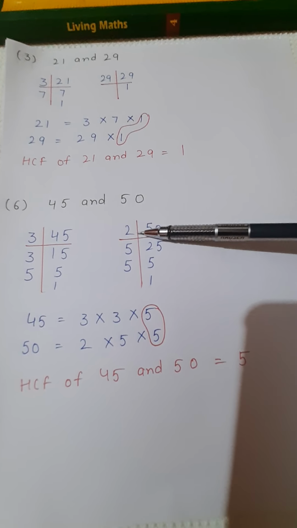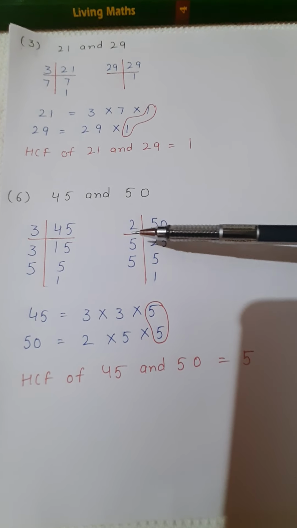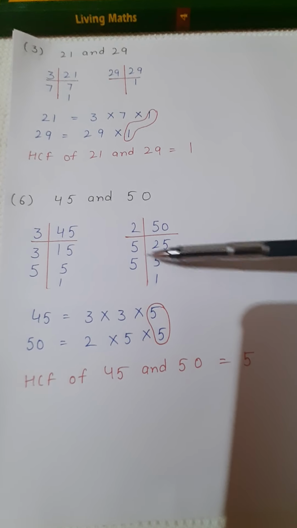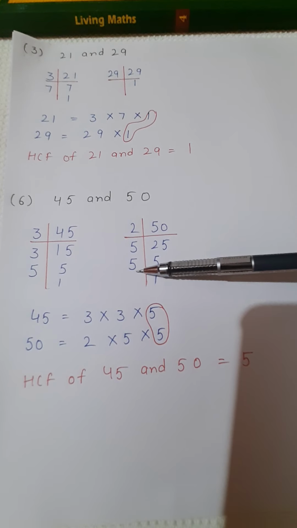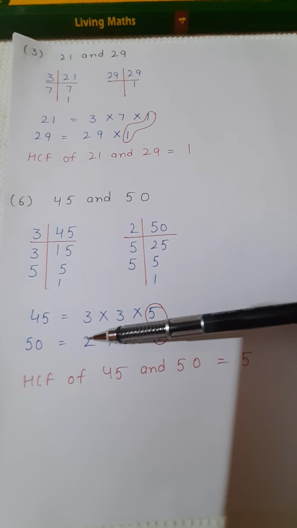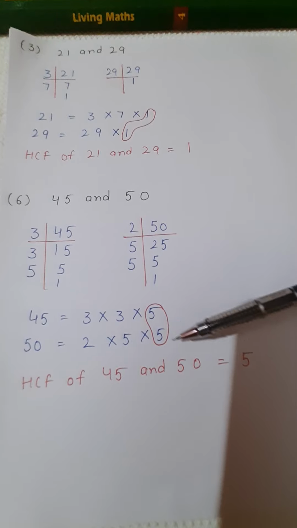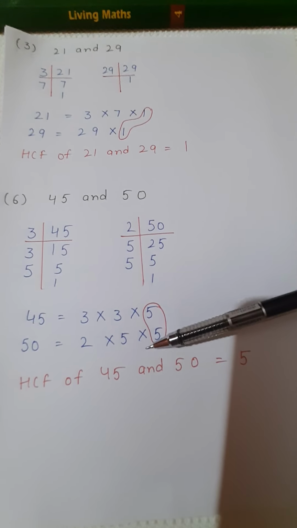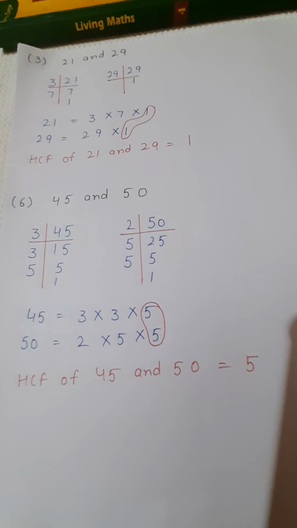Now 50, start with the smallest prime factor. 2 2s are 4 and 2 5s are 10, or 2 into 25 is equal to 50. So 25 is the quotient. Now 5 5s are 25, then 5 1s are 5. These are the prime factors. So 50 is 2 multiply 5 multiply 5. Now to find the HCF of 45 and 50, the common factor is 5. Put a curve like this. So the HCF is 5 here.